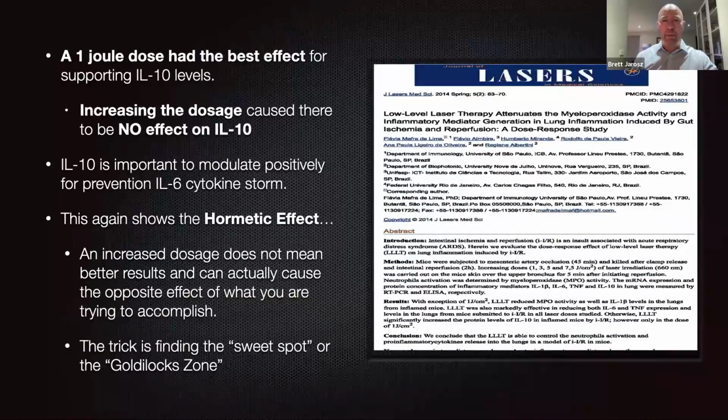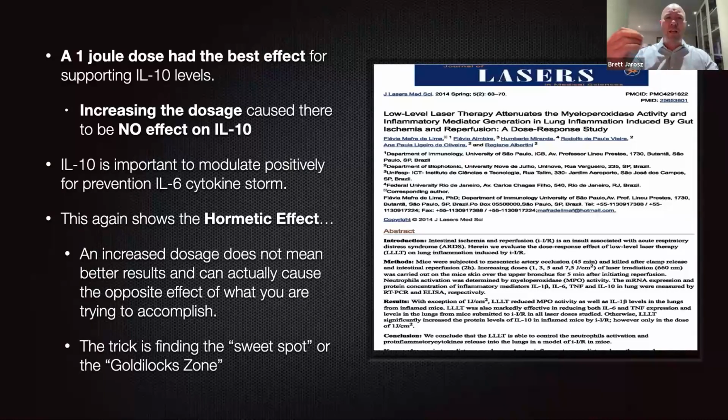Now, a point here again about dosages. A 1 joule dose had the best effect for supporting interleukin-10 levels. Increasing the dosage caused there to be no effect on interleukin-10. So 1 joule. I said to you guys before about the idea of 10 joules per centimeter squared appearing to be, excuse me, the absolute sweet spot, the highest dosage level you really want to go to when we look across the literature. And this one's just showing that 1 joule had the best effect.